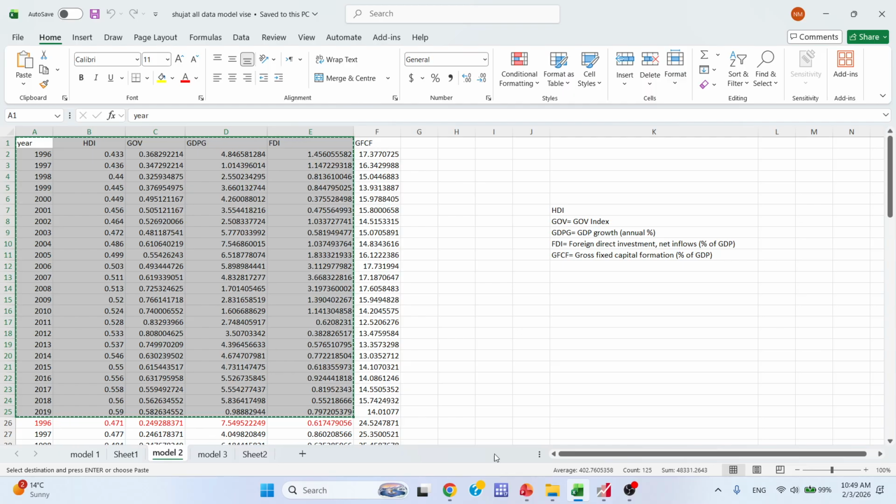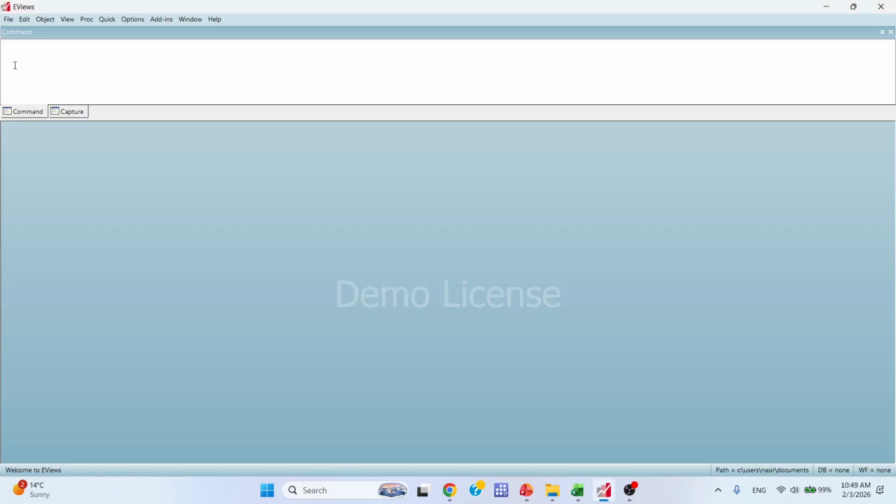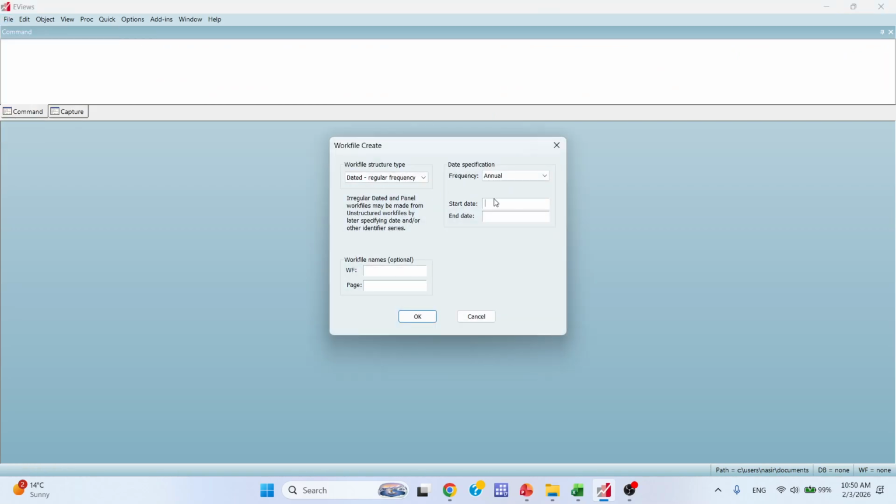So now I have copied my data cell. Now go again back to EViews, click on File, then New Workfile. Here you have to tell the start and end date of your data set, and then you have to mention what the frequency of your data set is. Either it is yearly, monthly, quarterly, bi-monthly. As my data set is annual, I am going with the option of annually.